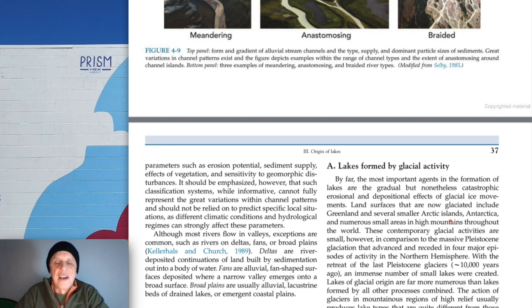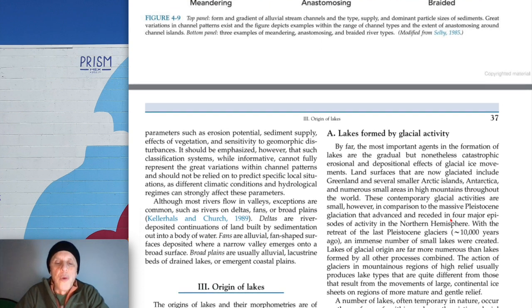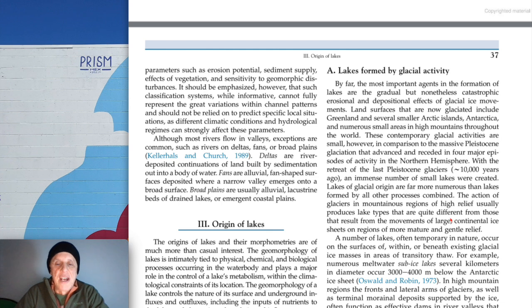It should be emphasized, however, that such a classification system, while informative, cannot fully represent the great variations within channel patterns and should not be relied on to predict specific local situations, as different climate conditions and hydrological regimes can strongly affect these parameters.